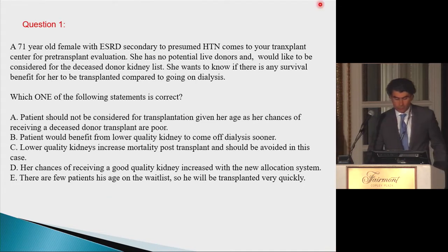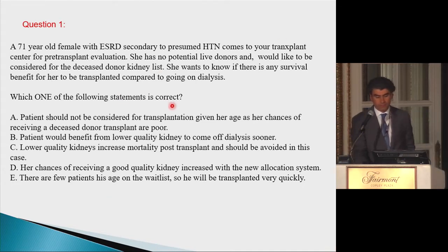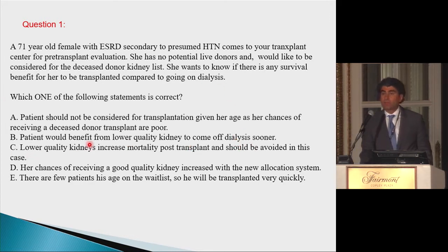So I'll go back to this question. Which one of the following statements is correct? This is an elderly patient coming for transplantation. A: Patient should not be considered for transplantation given her age, as her chances of receiving a deceased donor transplant are poor. Now, age is no longer a contraindication to transplant, so this is not correct. B: Patient would benefit from lower quality kidney to come off dialysis sooner, and I think we have enough data to back this up. So B is the correct answer.